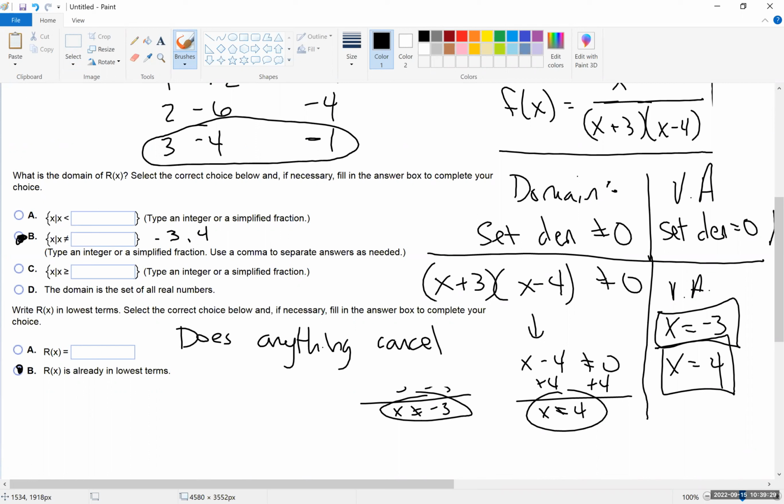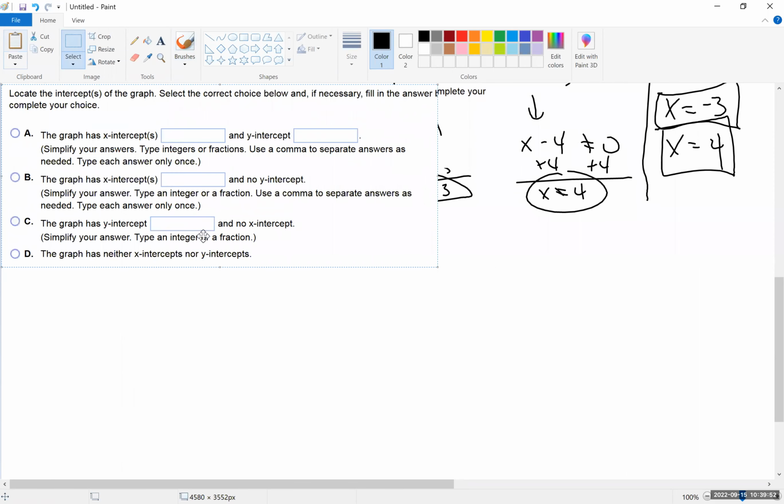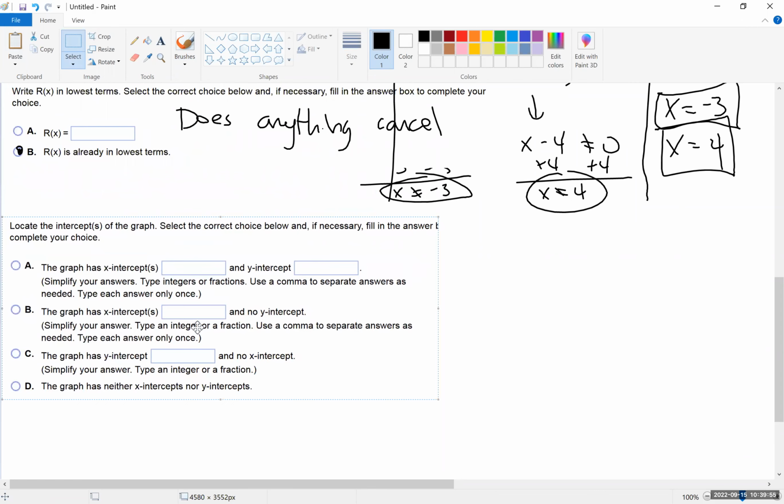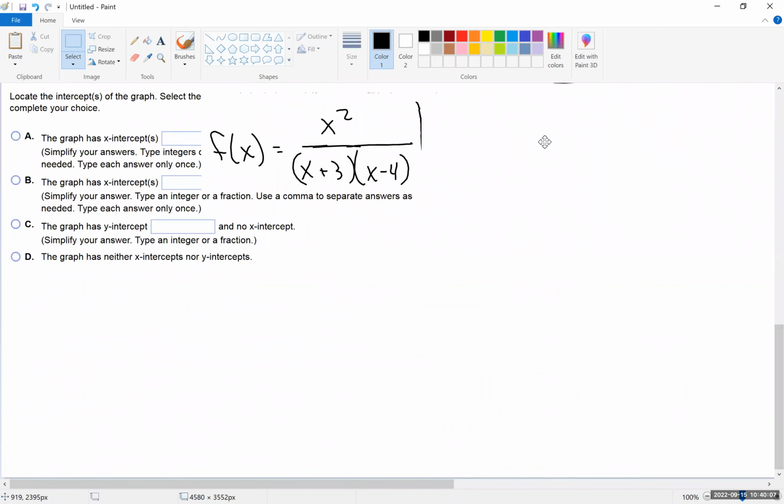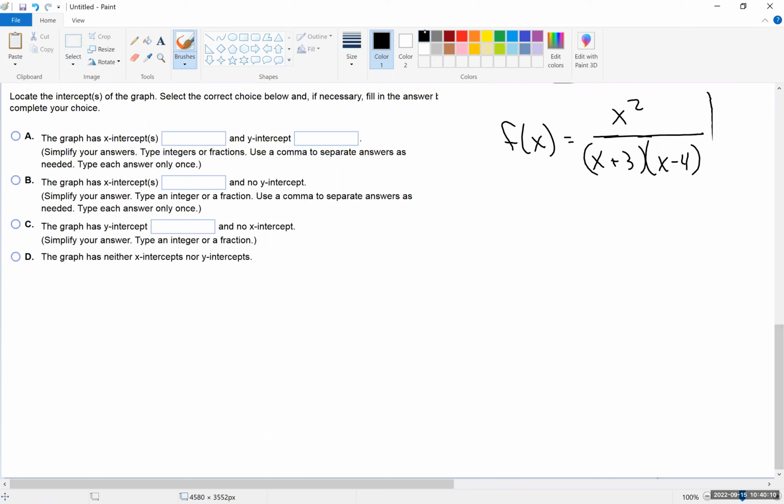All right, let's get to the next part. The next part says locate the intercepts. And we're showing exactly what it looks like here, which is why it's taking so much space, but that's okay. We're going to grab our function again and bring it back down. A lot of different parts, but take your time. No reason to rush on these.